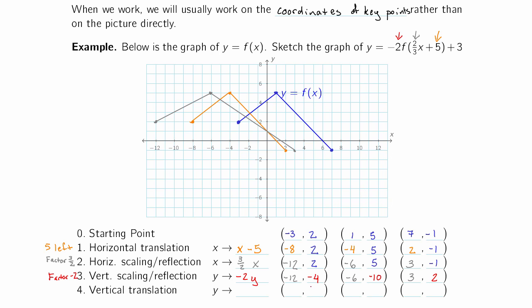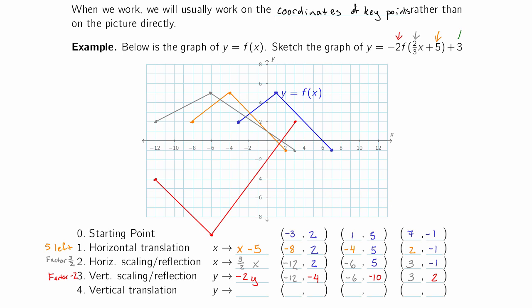So let's see, what does that look like? We have a point at negative 12, negative 4. We have a point at negative 6, negative 10. Don't quite have room for that on our graph, but that's okay. We'll estimate it. And we have a point at 3, positive 2. Connecting those dots, okay, that looks like the gray shape, but turned upside down and stretched out vertically. So far, so good. All that we have left is this vertical translation.